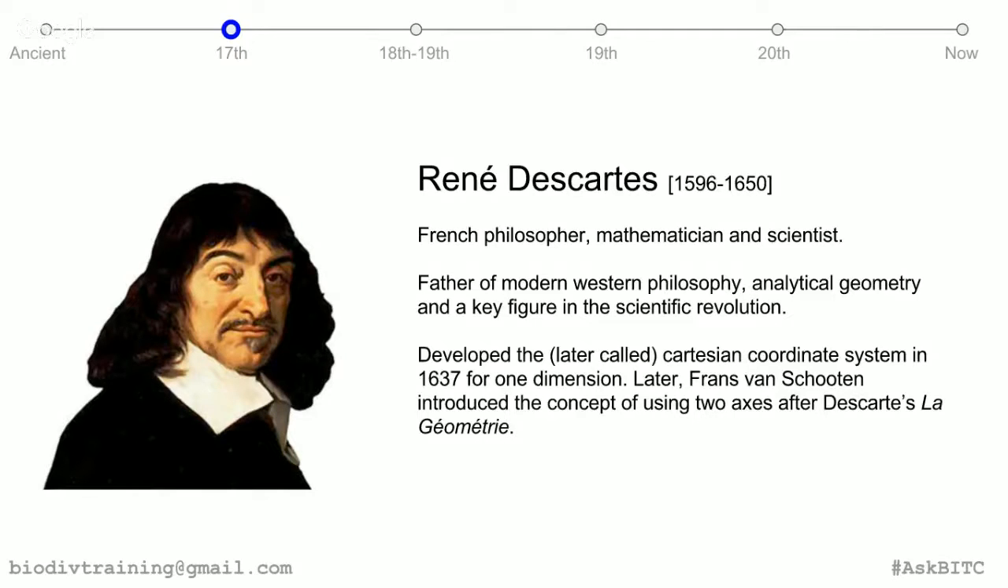The original Cartesian coordinate system was based on one simple axis, one dimension. A measurement was taken in reference to one dimension. Later on, it was a different scientist, Franz van Schooten, who introduced the second axis and therefore built what we nowadays know as the two-dimensional Cartesian coordinate system, but it was after Descartes' work.